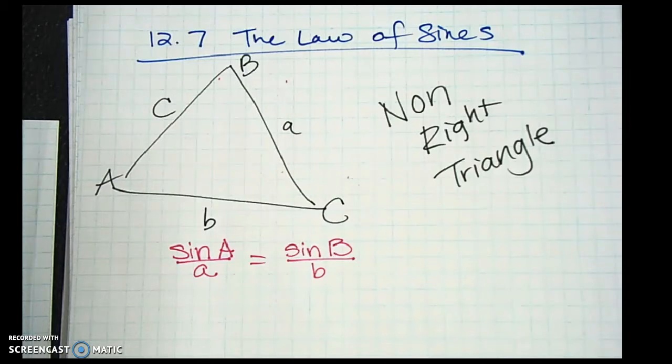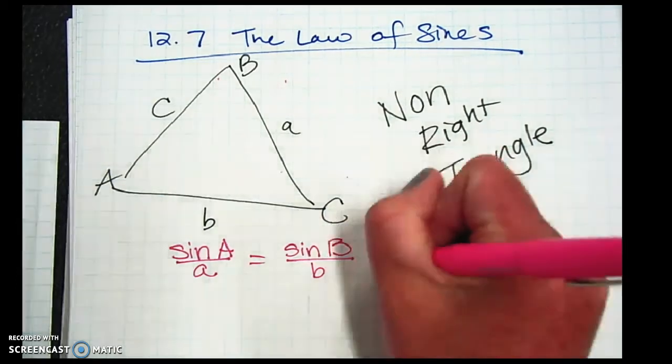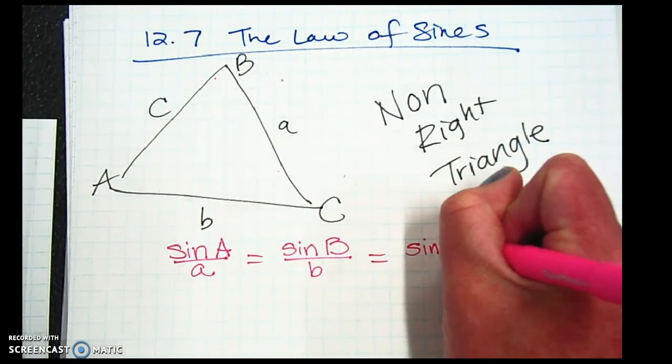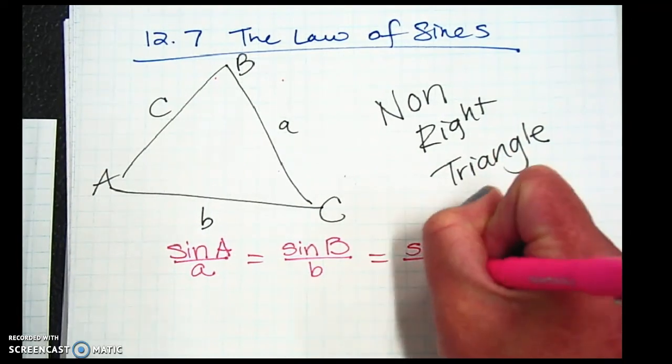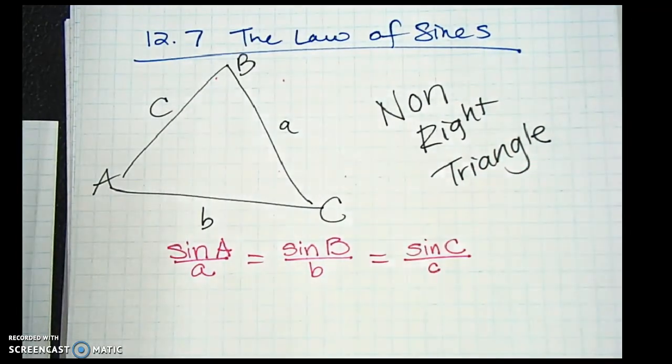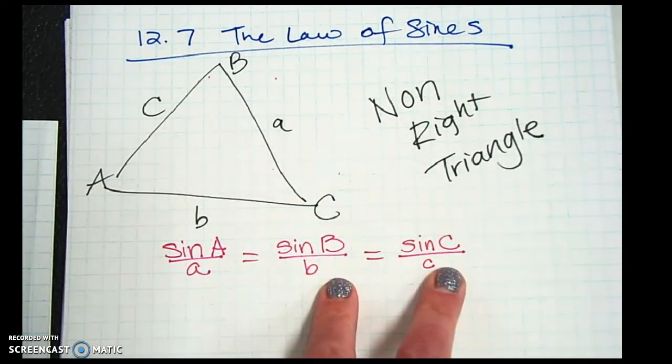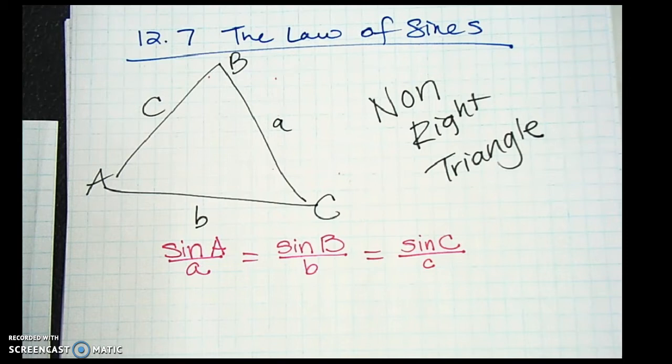Okay? Regular trig if you're solving for a side, inverse trig if you're solving for an angle. Okay? You could also have the sine of C over the opposite side C. Okay? So you'll either be using these two, or these two. Just depends on the problem. Depends on what they give you.